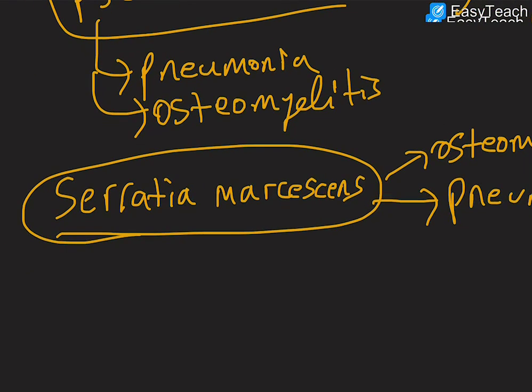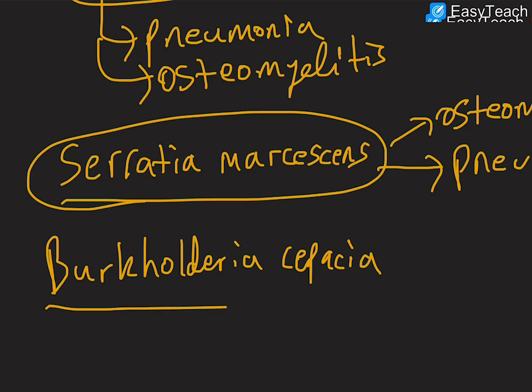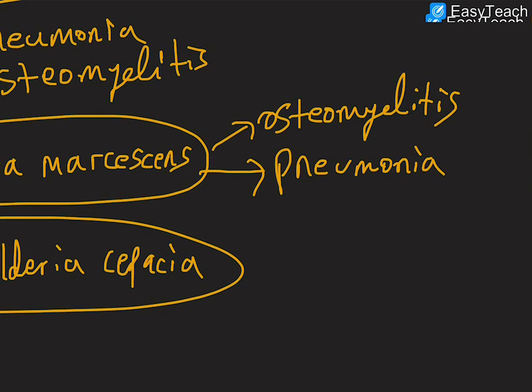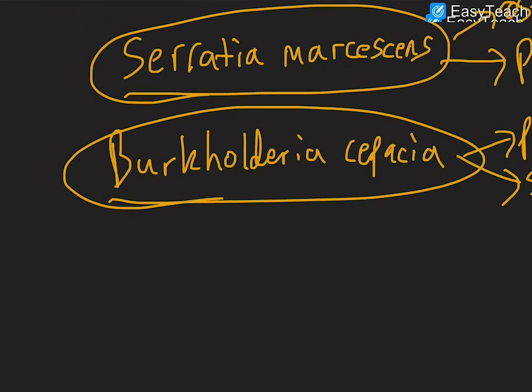Another organism that we should know is called Burkholderia cepacia. Okay, so we're going to have Burkholderia cepacia. Now, this organism, again, can cause pneumonia in these patients, and it can also cause sepsis too. That's a possibility too. And then another organism that we should know, right? It's just important to have these organisms in your memory, in case you see it as a question in the question stem in your exams.